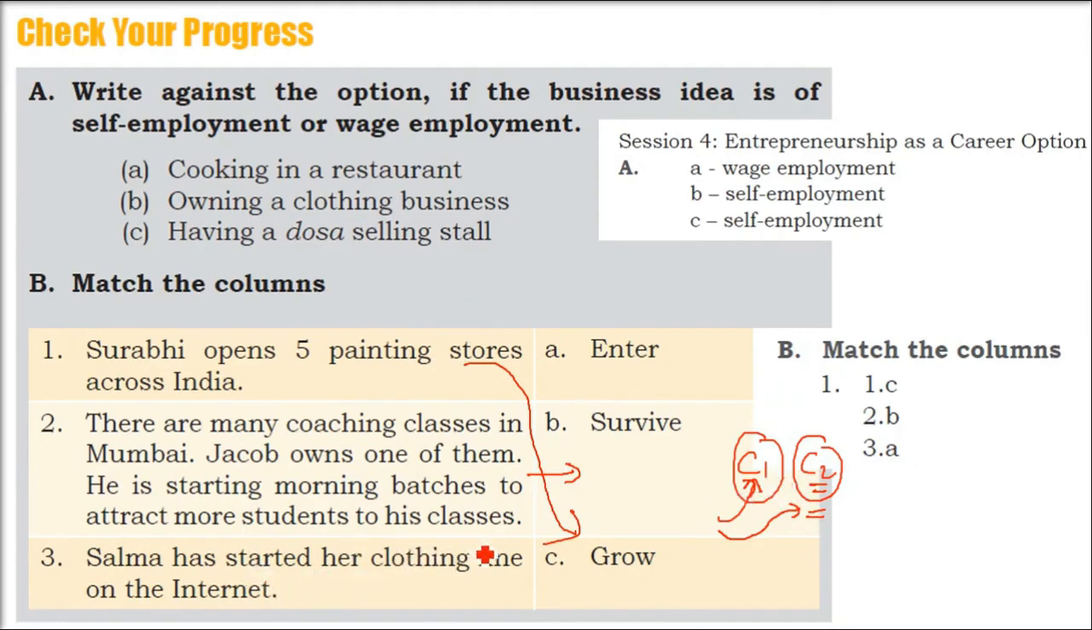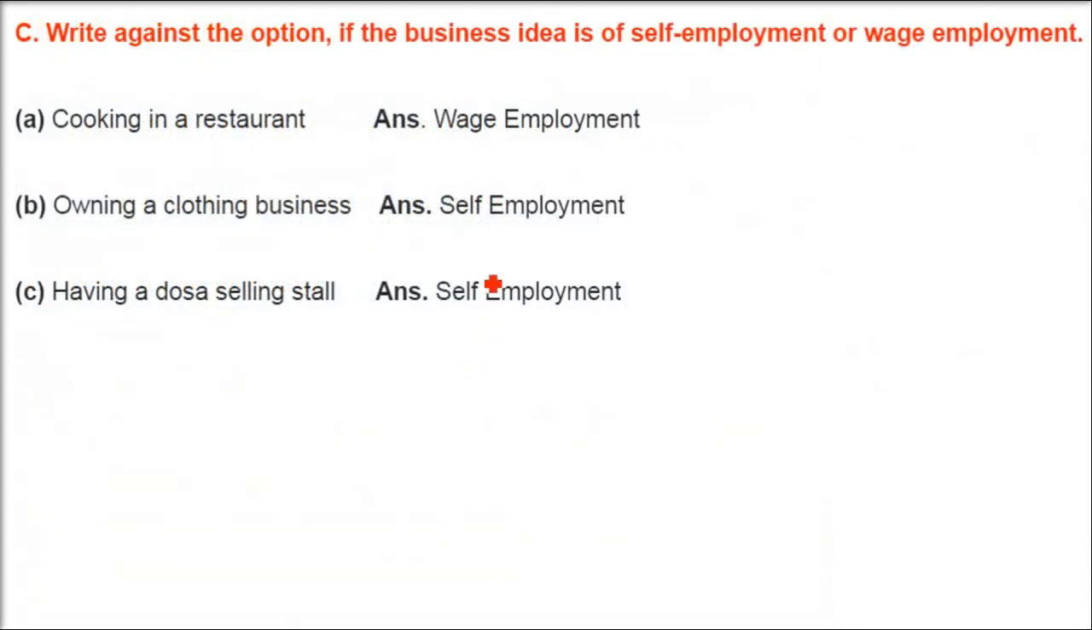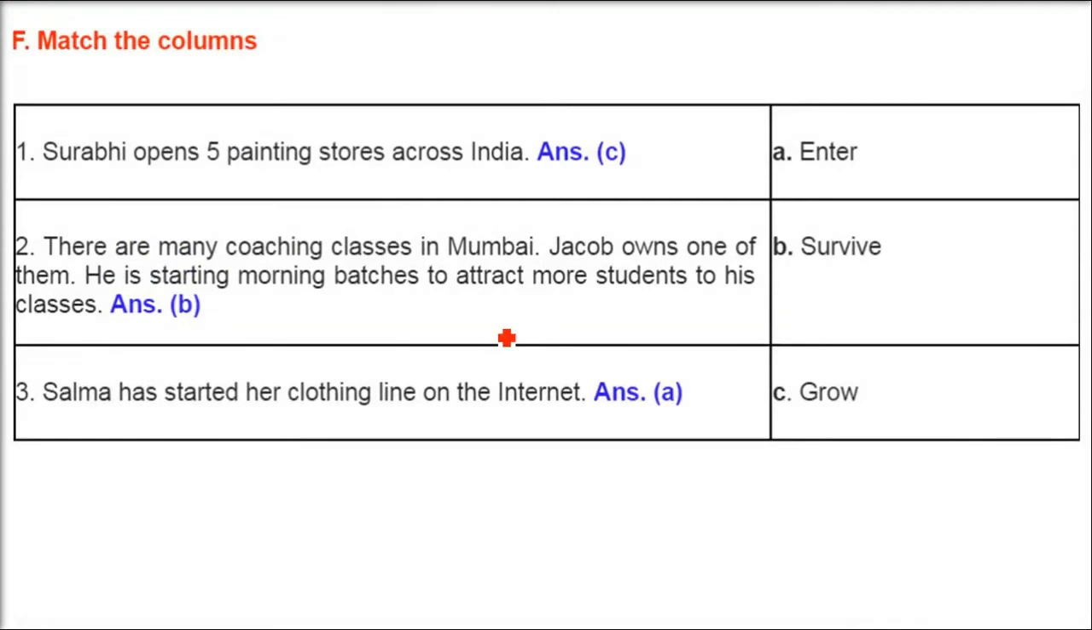Sharma has started her clothing line on the internet. Now she has just entered, and then she will survive. And if she survives, she can grow. This is the answer. So these are the proper matchings. If you want, you can copy them down.